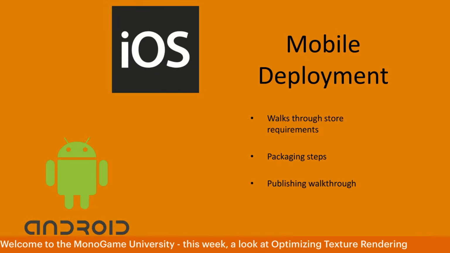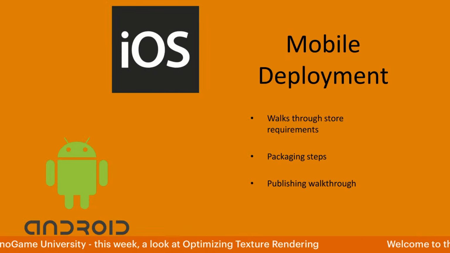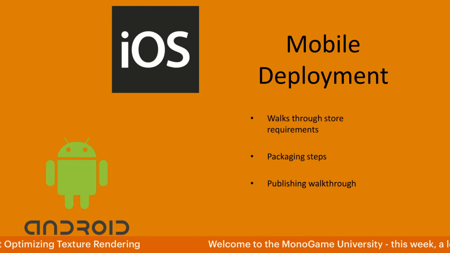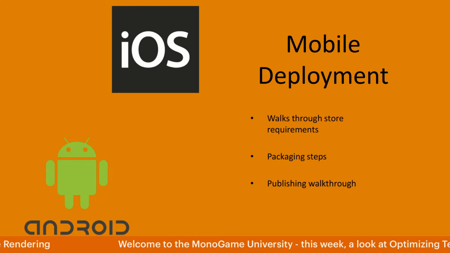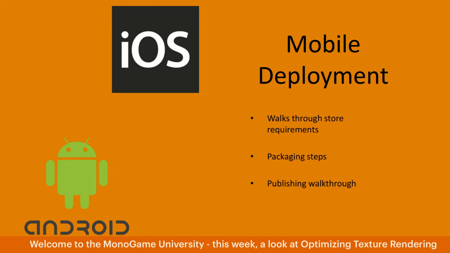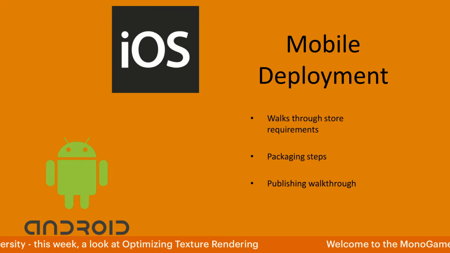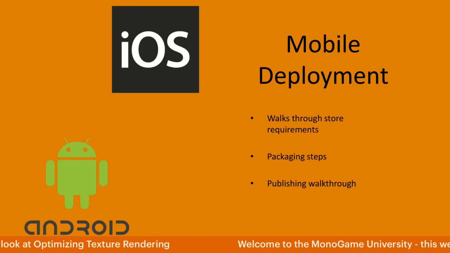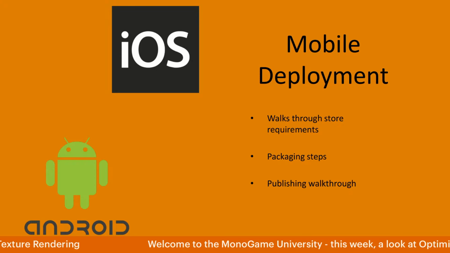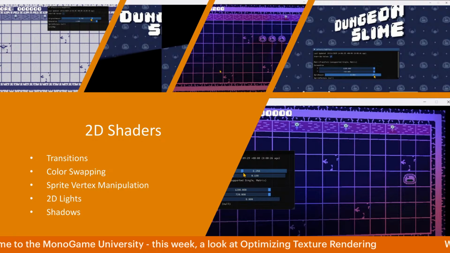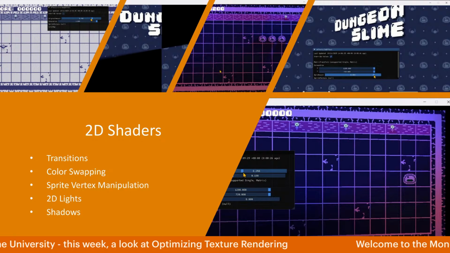So the first one of those is the mobile deployment guide, which is taking your MonoGame game, like the 2D tutorial which it's based on, and then restructuring it, adding in things like touch support, how to package it for the different platforms, how to get it published, and all the little gotchas that are going on there. We've also got the 2D shader tutorial.